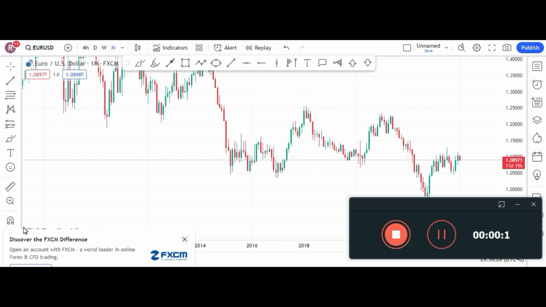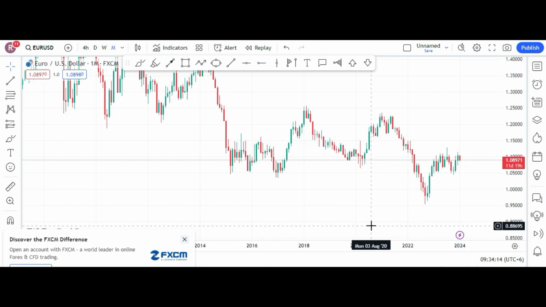Let's start with Euro USD. In this pair, I will analyze from the beginning because I have lost 1 week, so I don't know where to start. So let's start from the top down. This is a monthly time frame, you guys can see. So let's analyze from here.